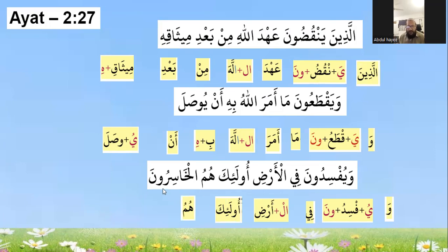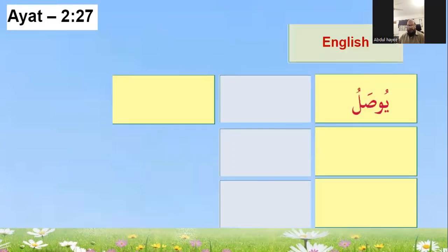Please separate the parts of al khasirun. Alif lam, mim. Yes. Khasir. And wa nun is a plural. Alif lam and wa nun can be separated. So the rest is khasir. So let's have the new word.